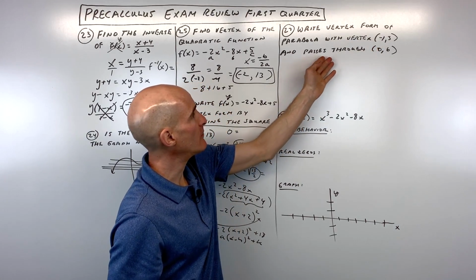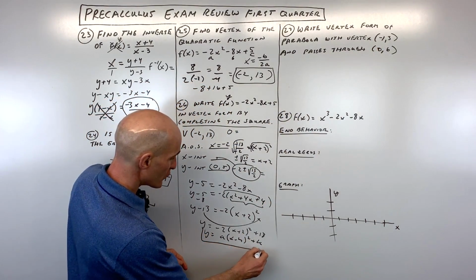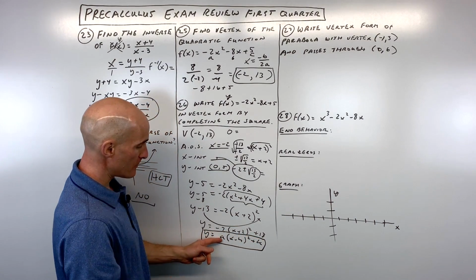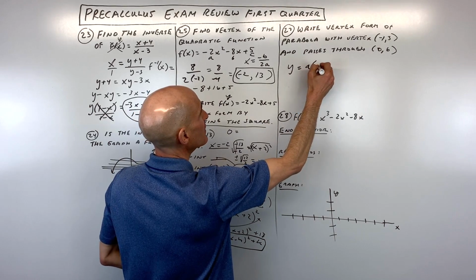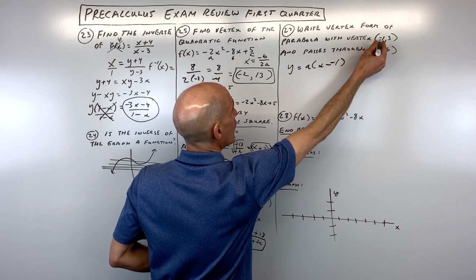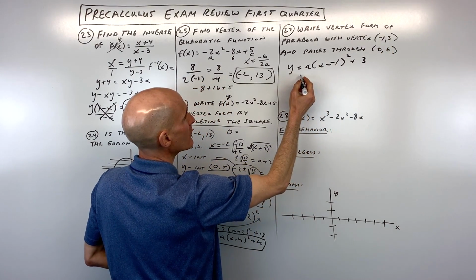Okay, so for number 27, it says write the vertex form of the parabola with a vertex at (negative 1, 3) and passes through the point (0, 6). Okay, so here you can see we're working with this vertex form of the parabola, this one right here. (h, k) is the vertex, so we have y equals a times (x minus a negative 1) squared plus k, okay, which is our y coordinate of our vertex.